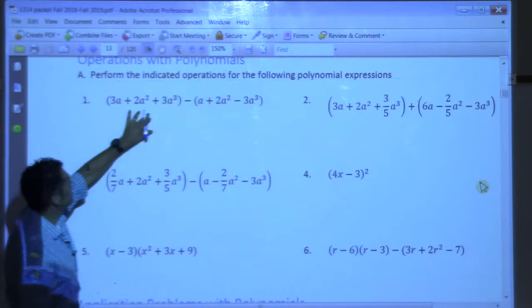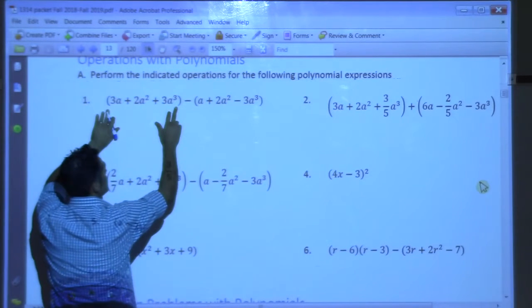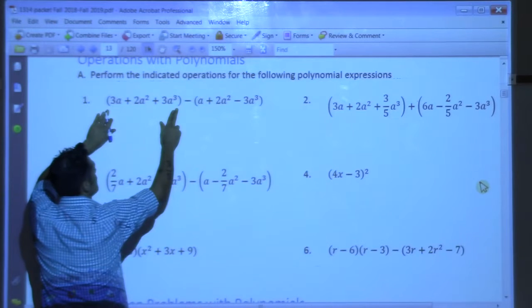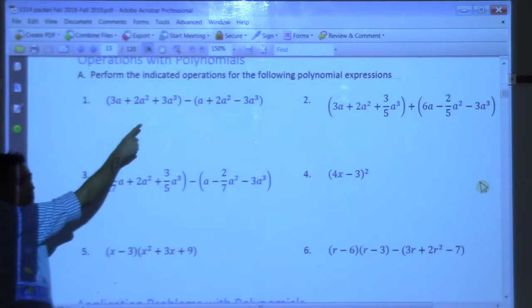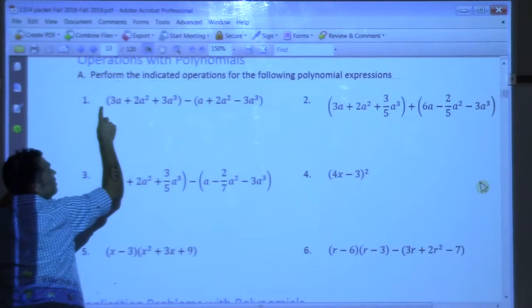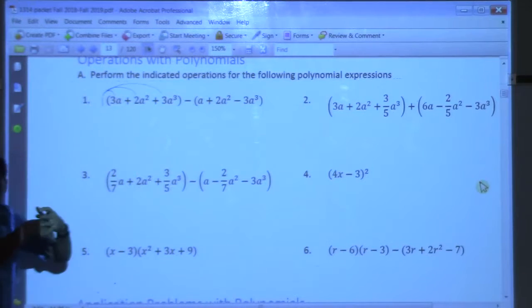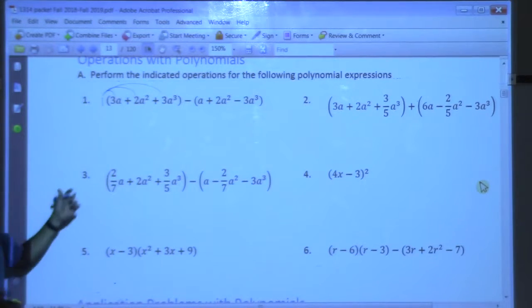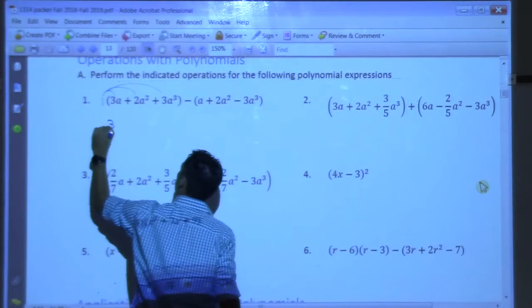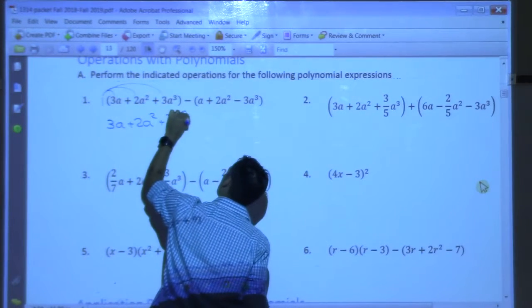If I'm going to try and subtract these two, then I need to first get rid of these parentheses. So how can I get rid of the parentheses on this first one? I have to distribute something through, right? What do I distribute through this one? So what's out here in front? Positive 1. So nothing is really going to happen. Everything's going to just stay the same, isn't it? Just going to be 3a plus 2a squared plus 3a cubed.